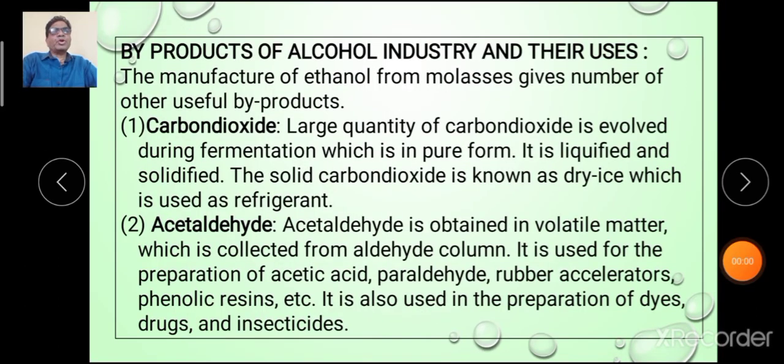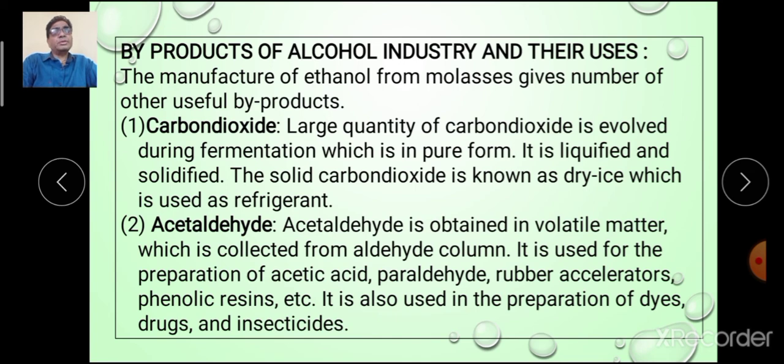The last point of the topic is the byproducts of alcohol industry and their uses. Now, this manufacture of ethanol from molasses gives the byproducts. Number one is carbon dioxide. The larger quantity of carbon dioxide gas is evolved during fermentation, which is in the pure form. It is liquefied and solidified. The solid carbon dioxide gas is known as a dry ice, which is used as a refrigerant, that is cooling purpose.